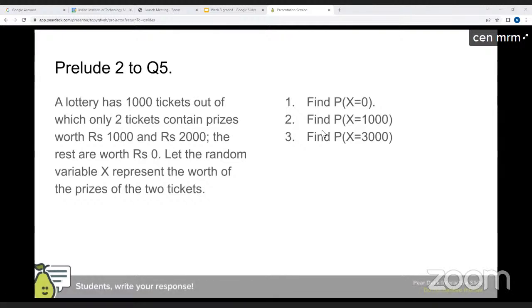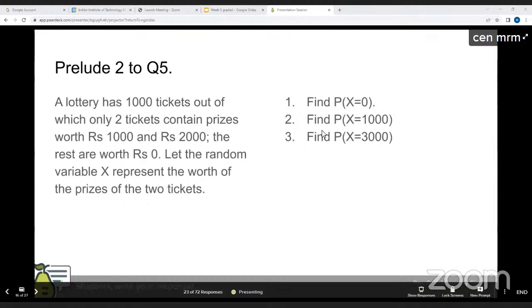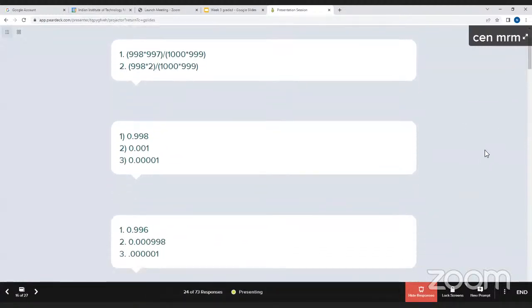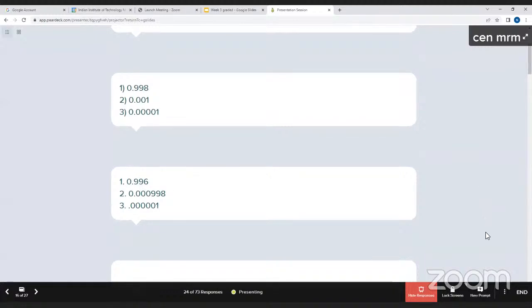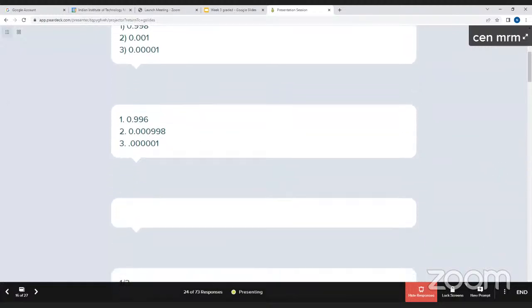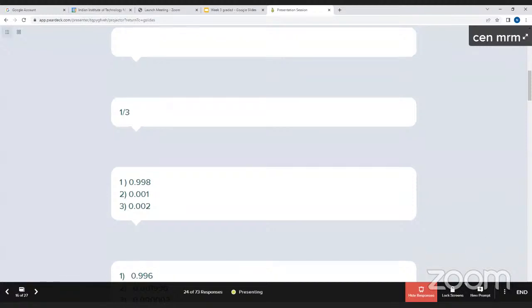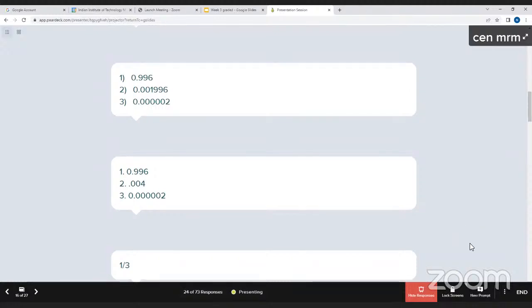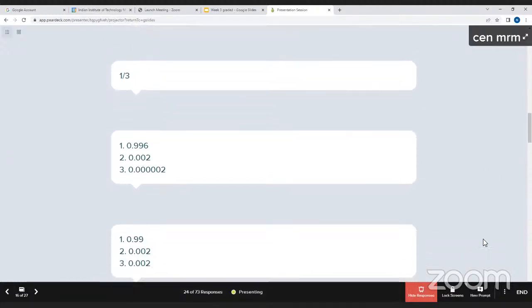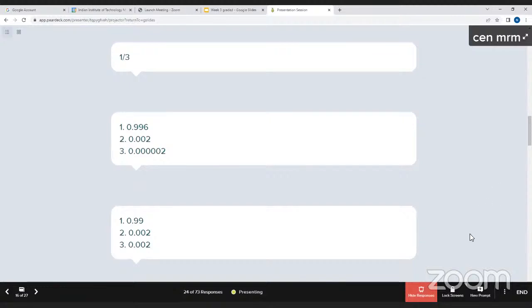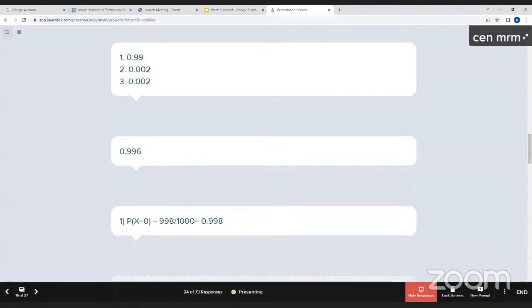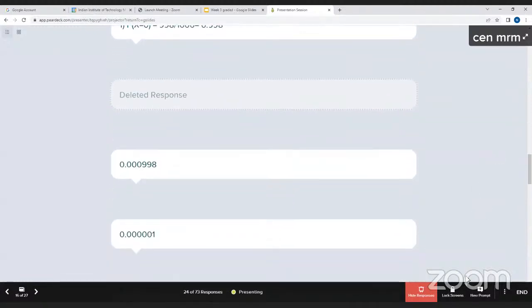Okay, so let's move to the solution part. I could see a lot of variations in the answer. So for the first part, most of you have answered 0.99. Okay, let's see.